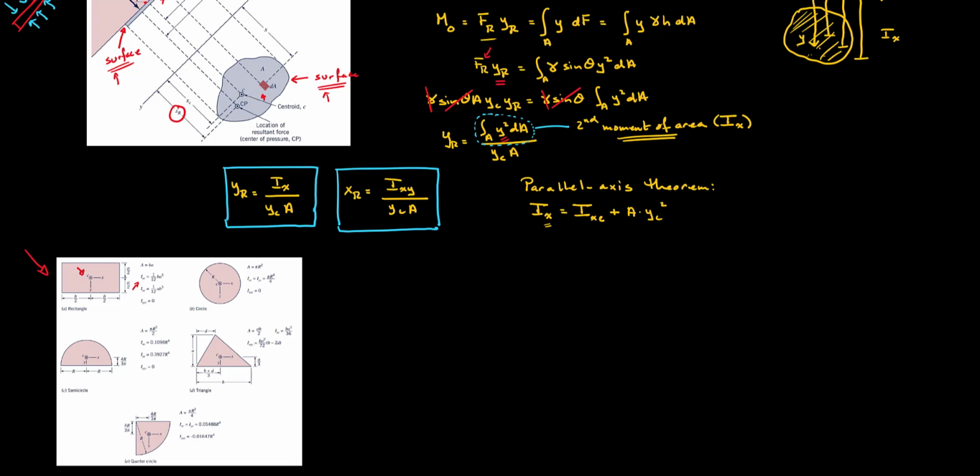Okay, so let's visualize this. So let's say we have a rectangle that is submerged below a surface over here. Again, we've stated that this is our y-axis here. Y is equal to 0 at the surface. This is our centroid over here. Therefore, this distance here is YC.